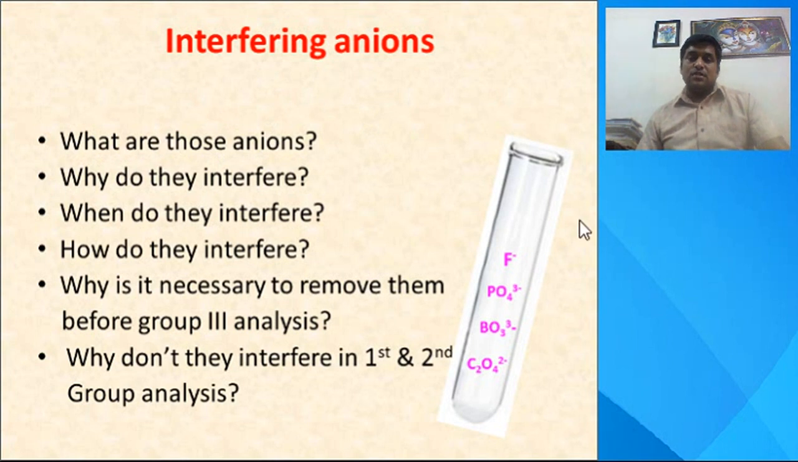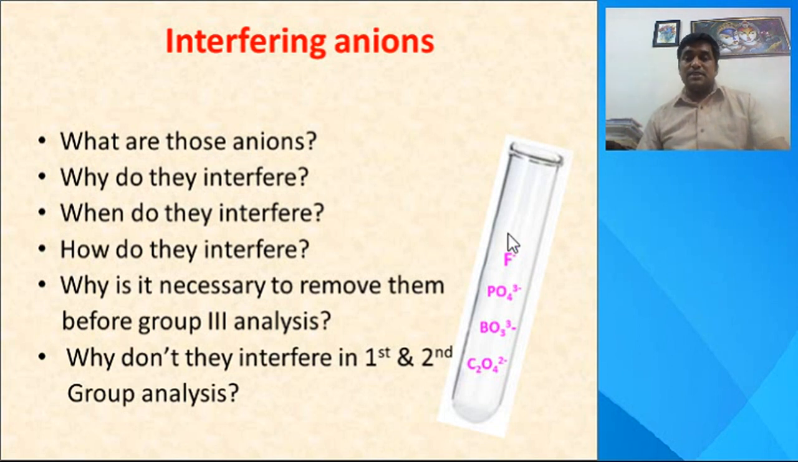What are those anions called interfering anions? As the name suggests, do they interfere? If they interfere, where? They interfere in the analysis of cations. Why do they interfere? When do they interfere? How do they interfere? If they are interfering, then it is necessary to remove them. But when to remove them? Why is it necessary to remove them before group 3 analysis? Why don't they interfere in first and second group analysis? If we address all these questions, that will give us enough clarity about interfering anions and their removal.